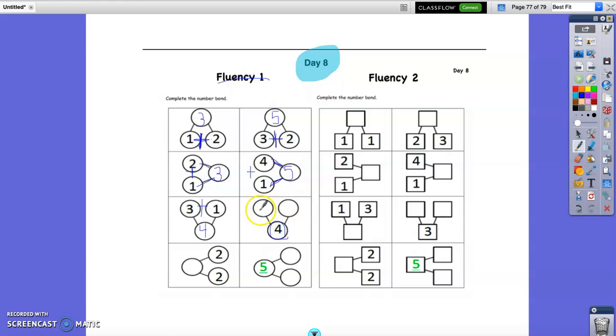Now this one, you know the whole number, and you don't know either of your parts, so you can come up with your own parts. So we can make 4 different ways. We can have 4 plus 0. We can have 4 and 0. They make 4. Or we can do 3 plus 1. It makes 4.